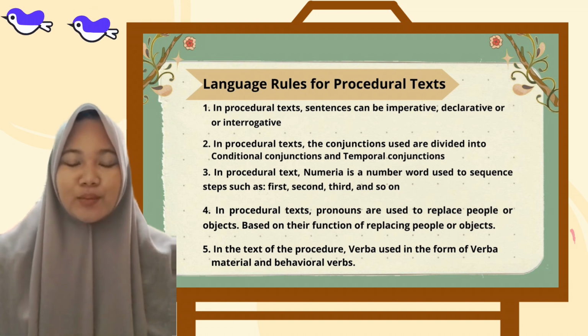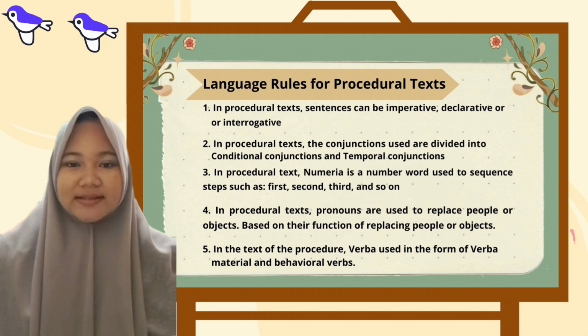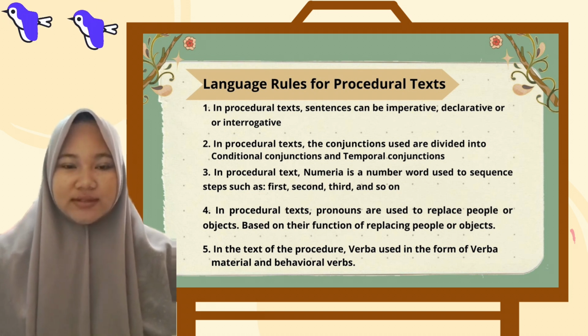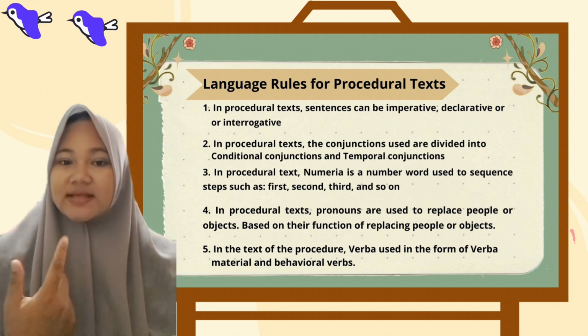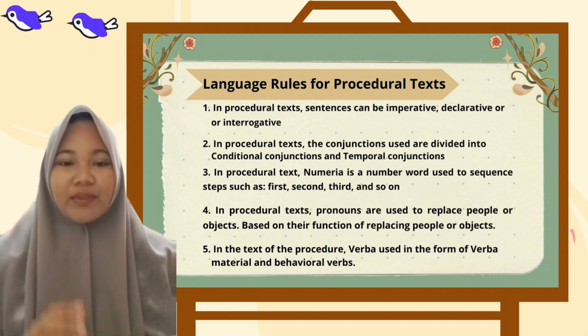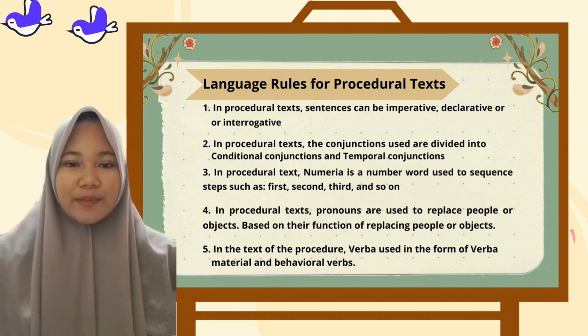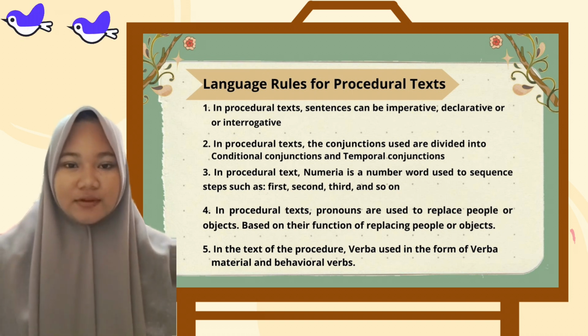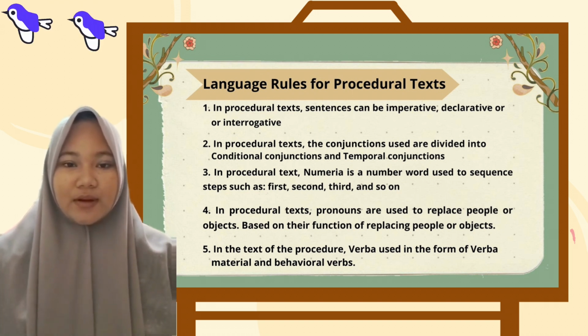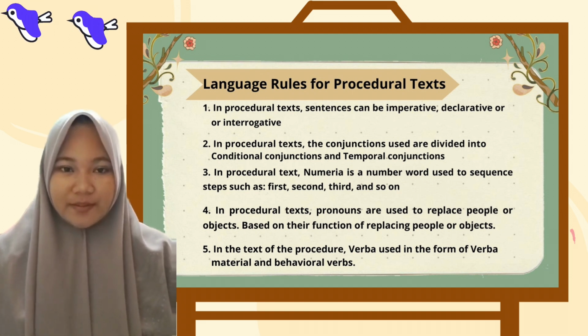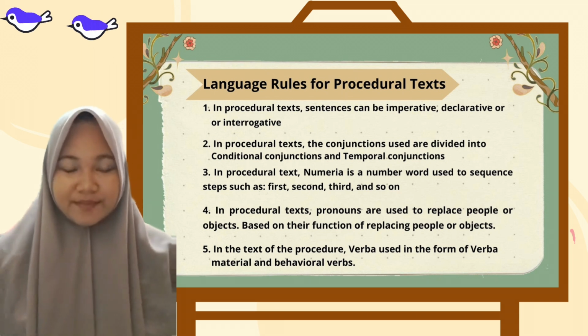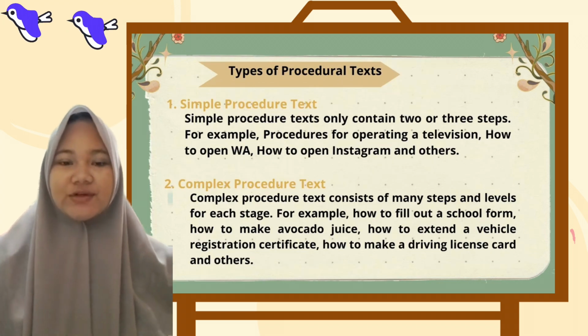Number 3, in procedural text, numerals are number words used to sequence steps such as first, second, third, and so on. Number 4, in procedural text, pronouns are used to replace people or objects based on their form. Number 5, in procedural text, verbs are used in the form of material verbs and behavioral verbs.